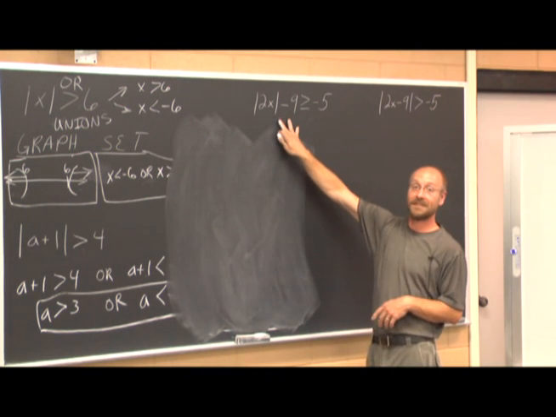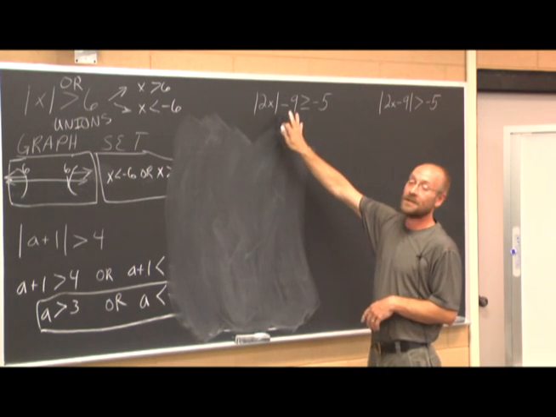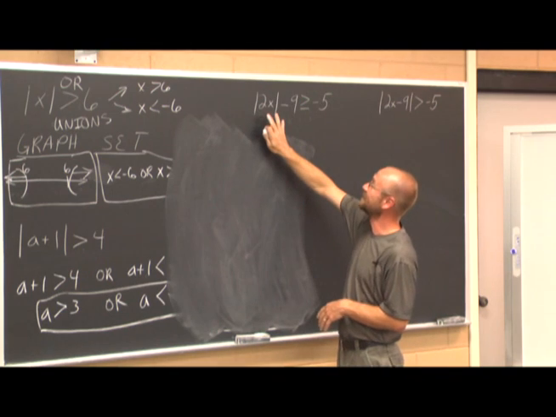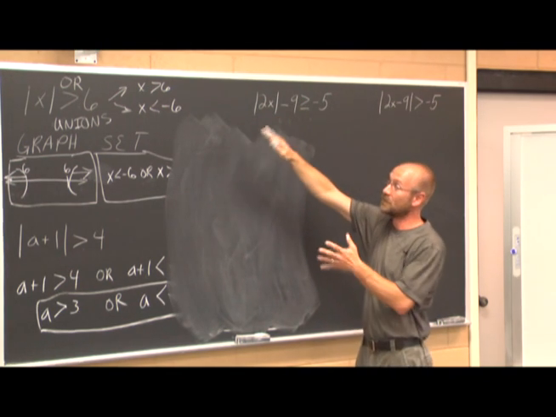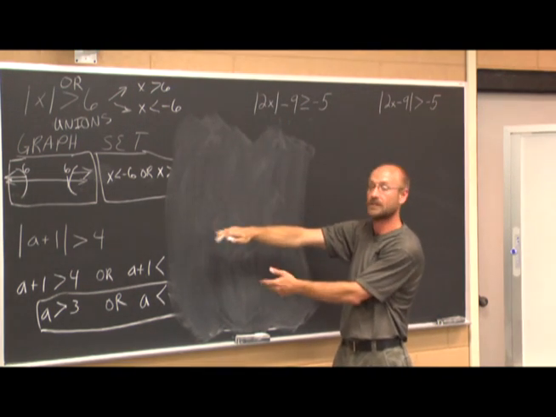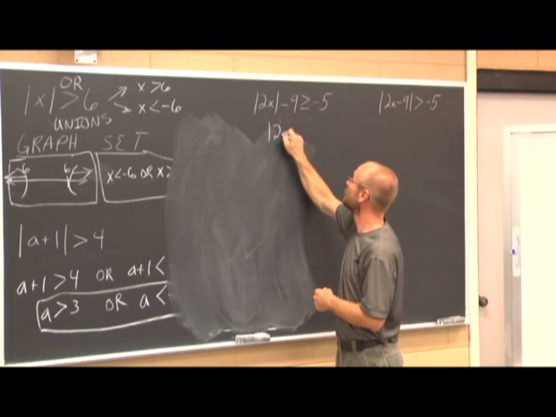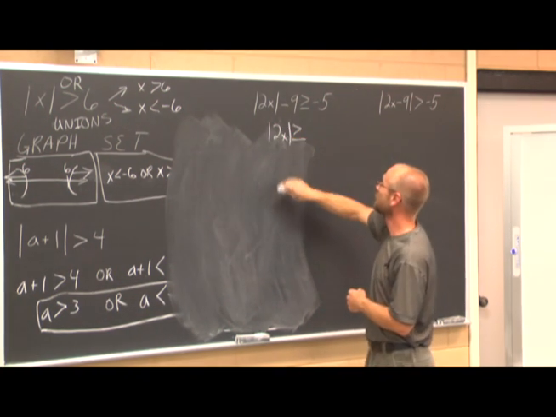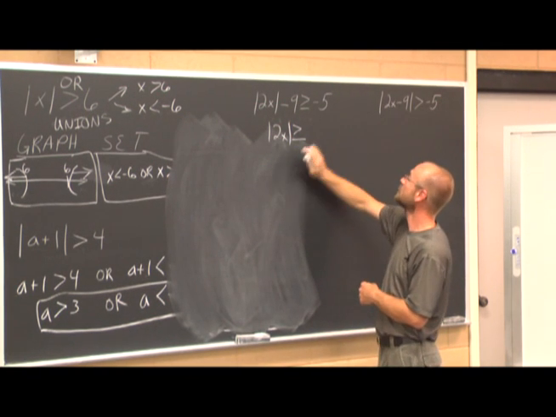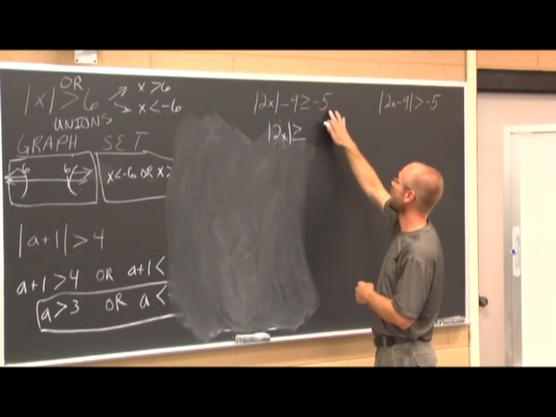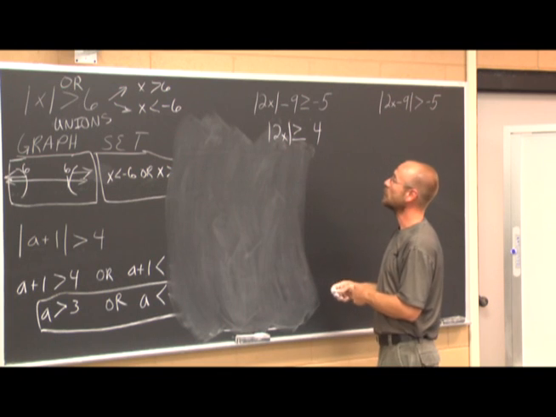All right, we look at this absolute value. First thing we have to do is isolate the absolute value. The first one that we did, it was already isolated. Here we have to isolate. I'm going to add 9 to both sides. The absolute value of 2x is greater than or equal to, when I add 9, I get 4.